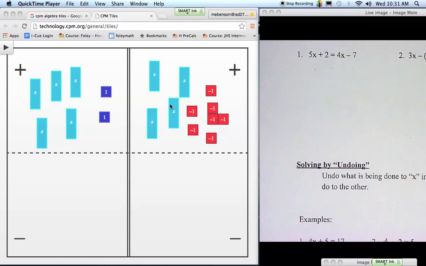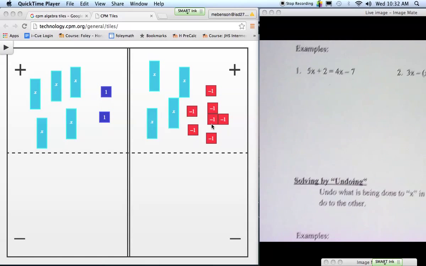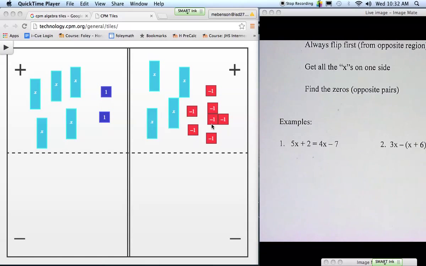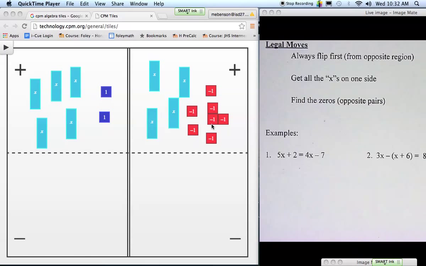Everything's up in the positive region because there are no parentheses with a negative in front. So on one side of the equation we've got 5 x's and 2 1's. On the other side of the equation we've got 4 x's and minus 7. And so our steps are generally going to be: anything in the opposite region, flip first. There's nothing in the opposite region for this one.